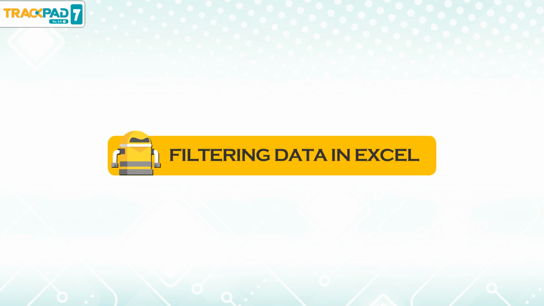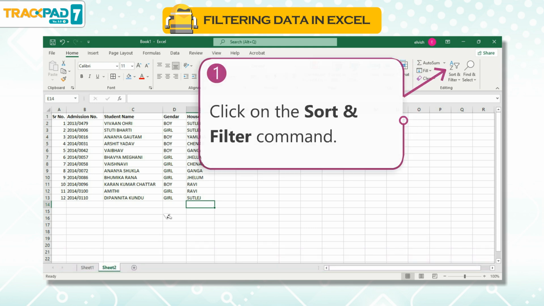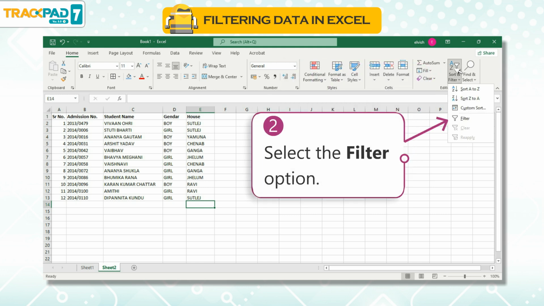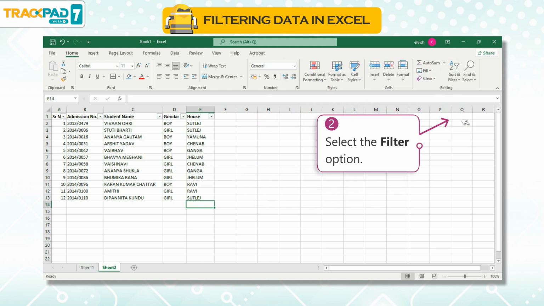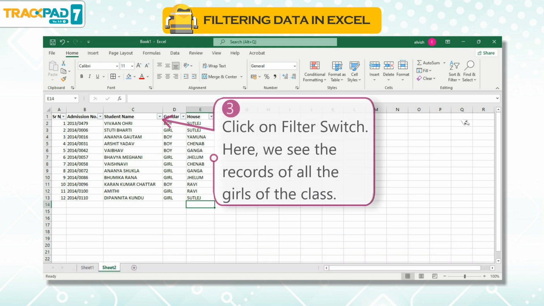Filtering data in Excel. Excel allows us to see the important data and hide the rest of the data temporarily from the set of data. To apply filters, follow the steps given below. 1. Click on the Sort and Filter command. 2. Select the filter option. The list appears with the drop-down controls or the filter switches on the right side of the column headings.